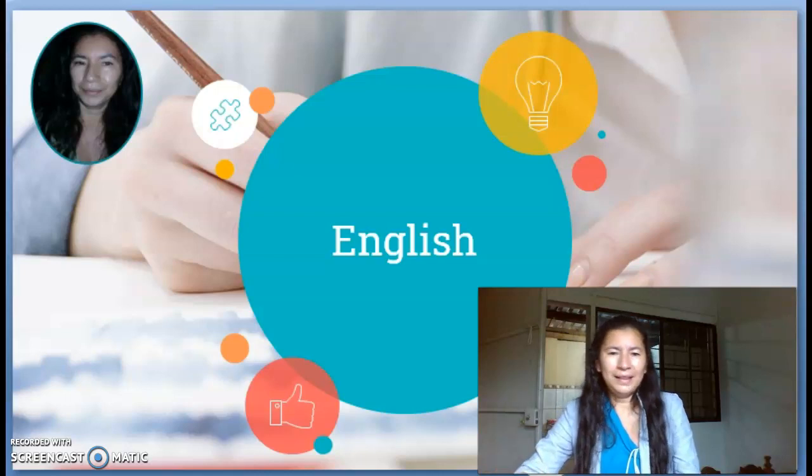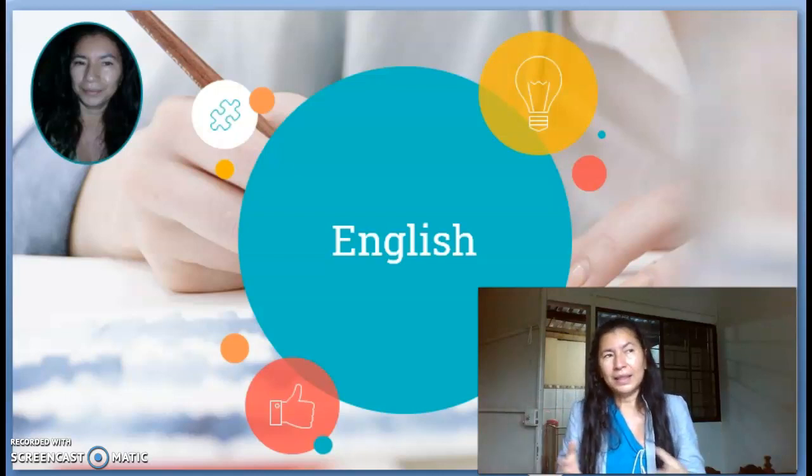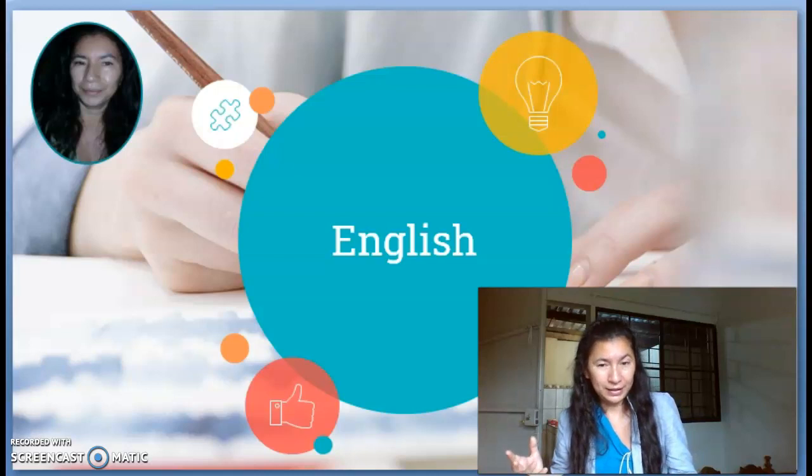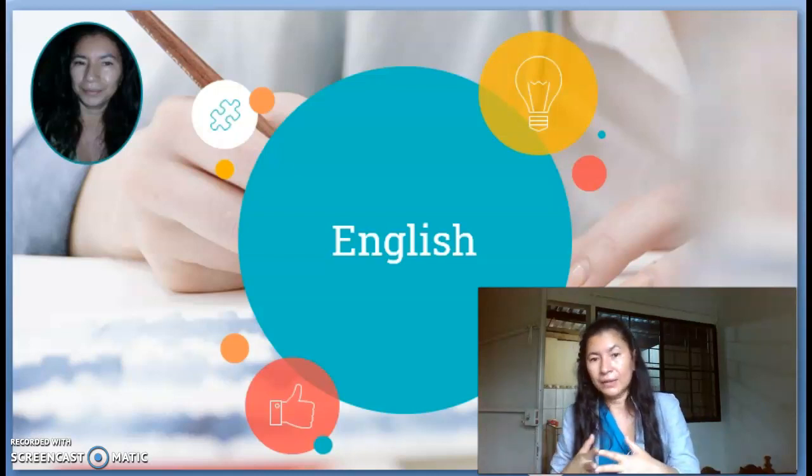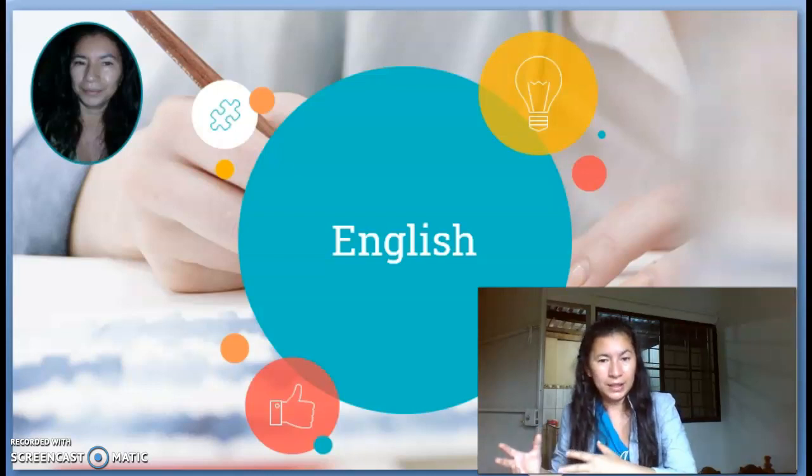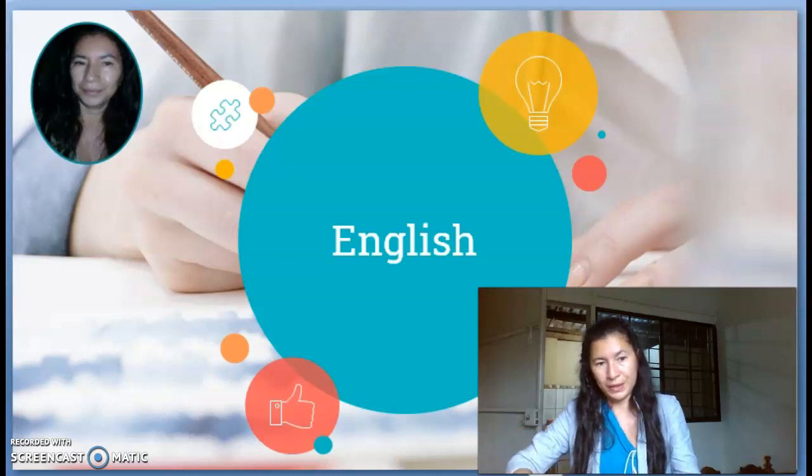Not all students learn in the same way because there are different intelligences. This is the reason teachers use different activities to teach another language.